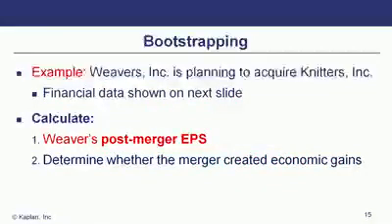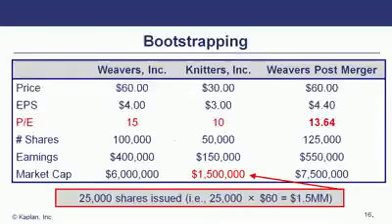So as a quick example, we have Weaver Inc. here planning to acquire Knitters Inc. So in the dynamic yarn industry, I guess, weavers and knitters. So the financial data is going to show up on the next page, okay, and we're going to think about Weaver's post-merger earnings per share, and then determine whether there's been any real economic gains or economic value that has been created here. All right? And this data is the entire story here, so we'll have to go through this a little more carefully.